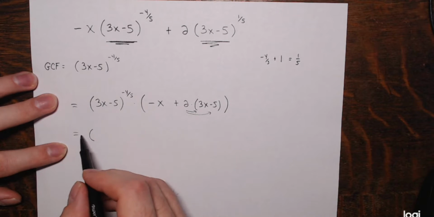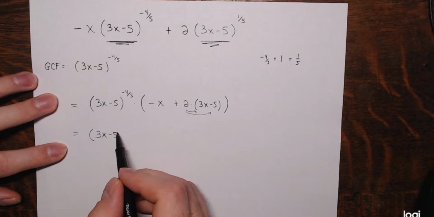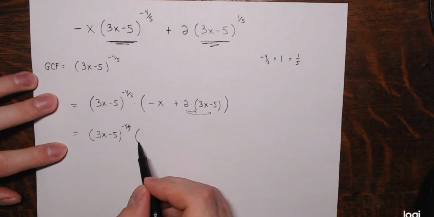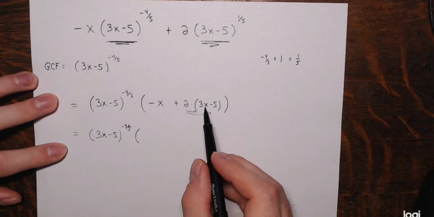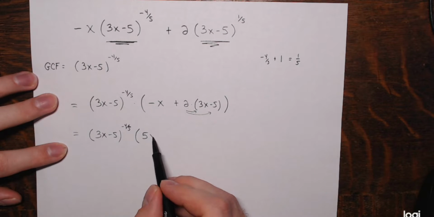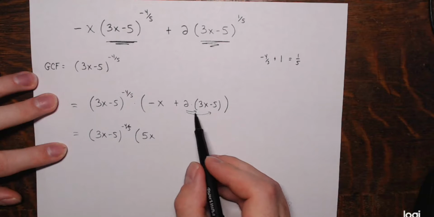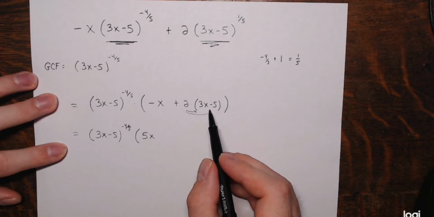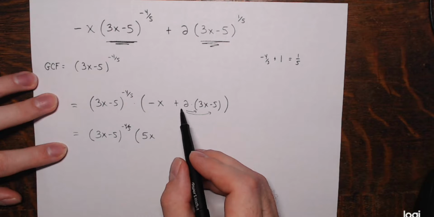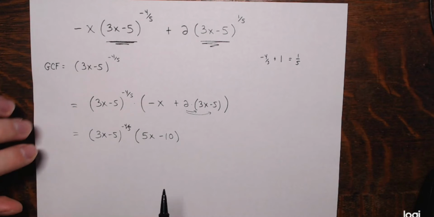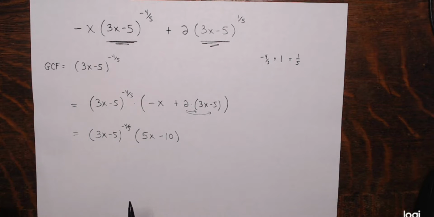So we have 3x minus 5 to the negative 4/5 outside times, and then negative x plus 6x would be 5x. And then, 2 times negative 5 is negative 10. All right. And they didn't say factor it completely. All right. It just says factor the following expression.